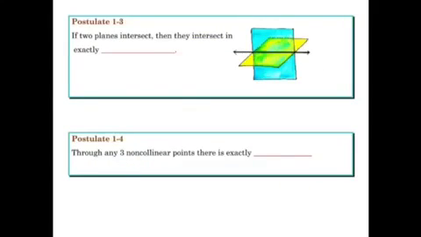Our third postulate, if 2 planes intersect, then they intersect in exactly 1 line. And that's that line right there. Now this is a little bit harder for people to recognize, but we try to draw 2 planes. So if you imagine like a floor and a wall intersecting, that intersection is a line. So that line forms where they intersect.